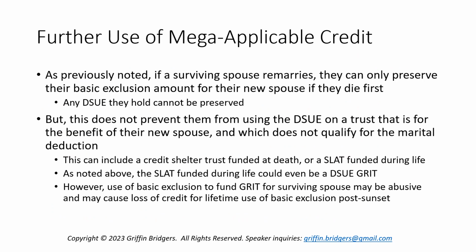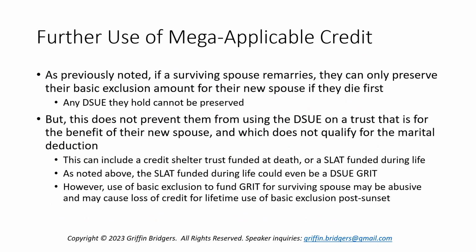So, with that mega applicable credit, if a surviving spouse remarries, we've looked at the fact in the past that they can only preserve their basic exclusion amount for their new spouse as a DSUE for that spouse. So what we've been looking at so far is somebody who's been widowed multiple times. What happens if they remarry and they are actually the one whose time is up? So they can preserve their basic exclusion amount, but they can't be a conduit for DSUE. They can't preserve the DSUE that was preserved for them for another surviving spouse.